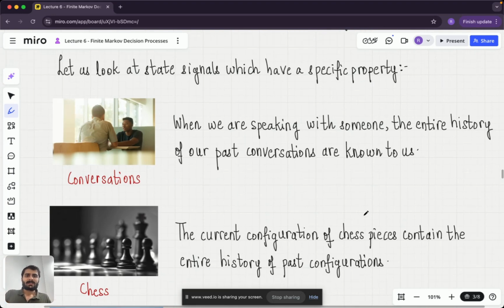In the game of chess, the current configuration of chess pieces contains the entire history of the past configurations. In other words, if I am making a move as a chess player, I need to know only the current configuration of the chess pieces on my board. I do not need to know the configurations that have happened in the past at all. So, in a way, the current state or the current configuration of the chess pieces is holding all the relevant information I need to take my next action.